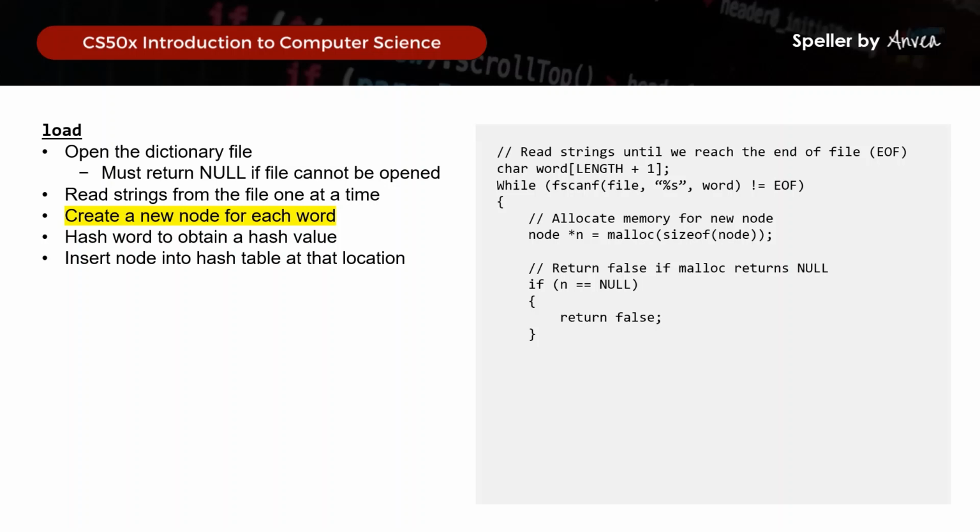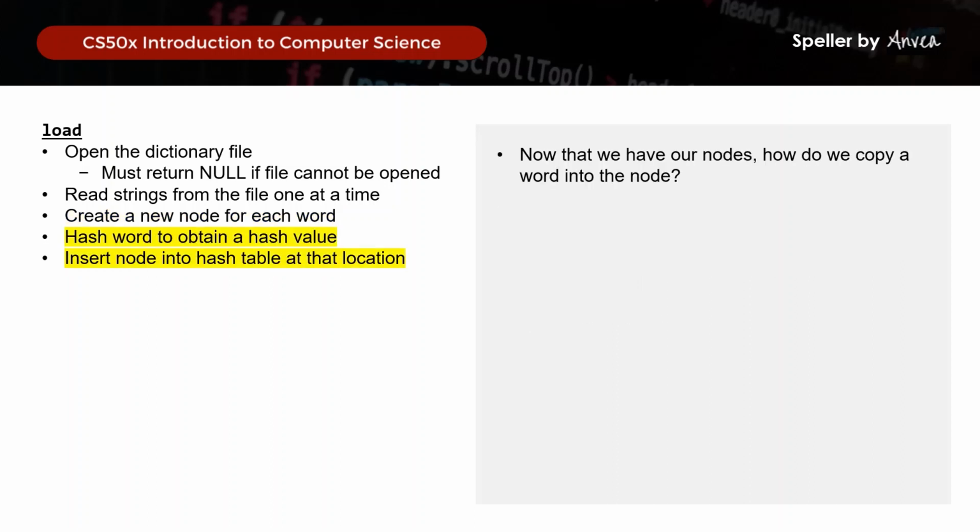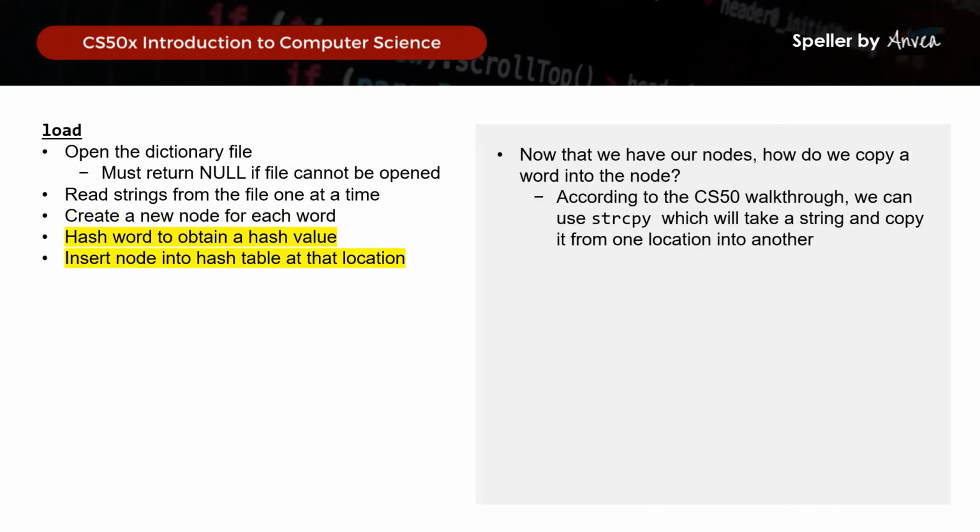Next, we will return false if malloc fails. So if n equals null, we will return false. Up to this step, we have allocated memory for the node. Now that we have our nodes, how do we copy a word into it? According to the CS50 walkthrough, we can use strcpy, which will take a string and copy it from one location into another.